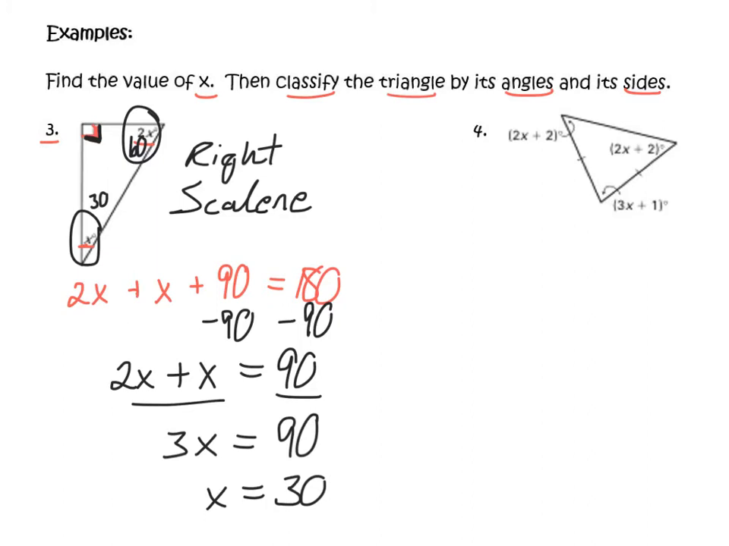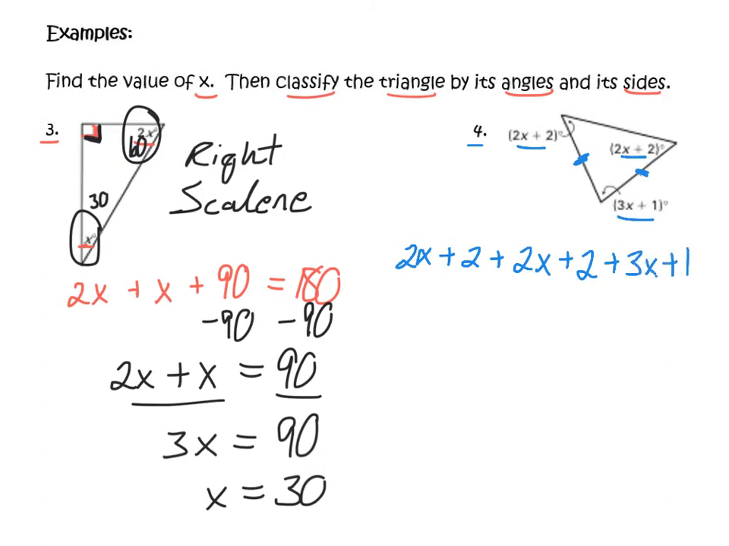For example number 4, they give me measurements for my 3 angles. It looks like right away I can tell that these two sides are congruent, which tells me that it's going to be isosceles, but we'll jot that down at the end. First, let's add up all 3 of my angles. So we have 2x plus 2 plus 2x plus 2 plus 3x plus 1.